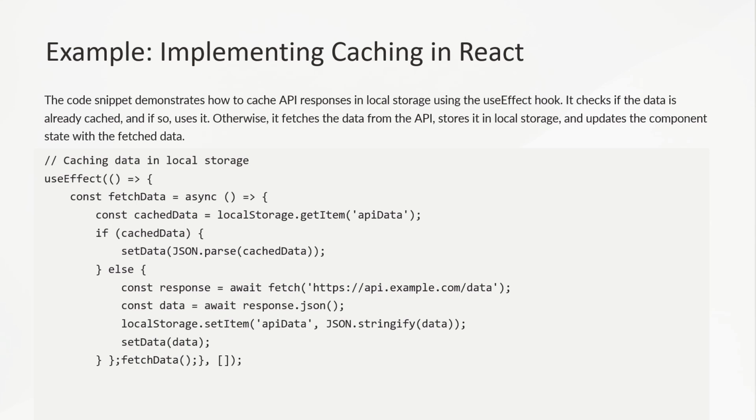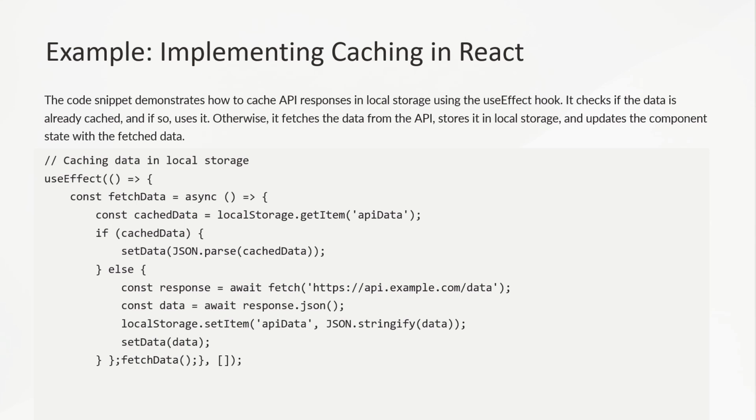The function first attempts to retrieve cached data from the local storage using localStorage.getItem API data. If the cached data exists, it is parsed and set as the component data using setData. If the cached data is not available, a network request is then made to fetch the fresh data from api.example.com. Once the response is obtained, the data is parsed and stored in the local storage using localStorage.setItem. Subsequently, the component's data is updated with the fetched data using setData(data).